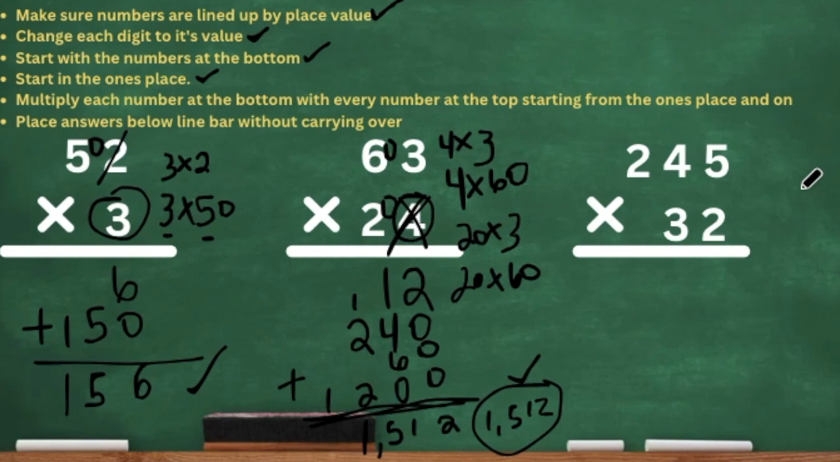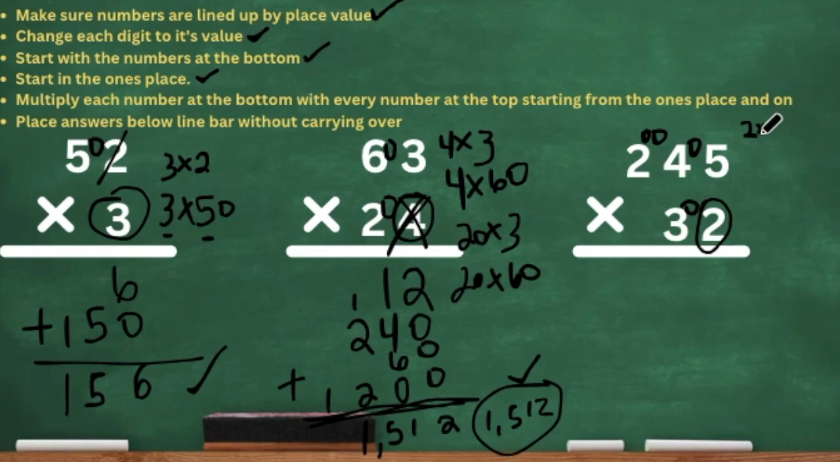Let's do another one. Now this one is a 3-digit by 2-digit, so it's going to require more work, but that's okay. Let's do it step by step. They're lined up by place value. I'm going to change the digits in the tens place. That 4 is really a 40, and that 3 is really a 30, and that 2 is in the hundreds place, so it's really a 200. We're going to take that 2 and multiply it by every number at the top.